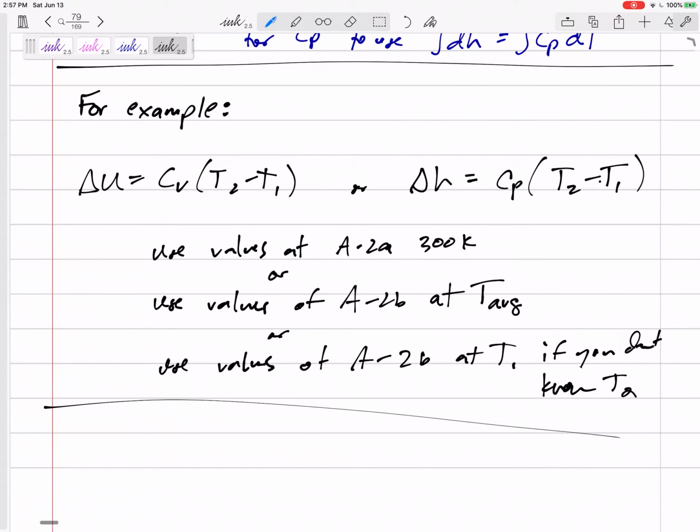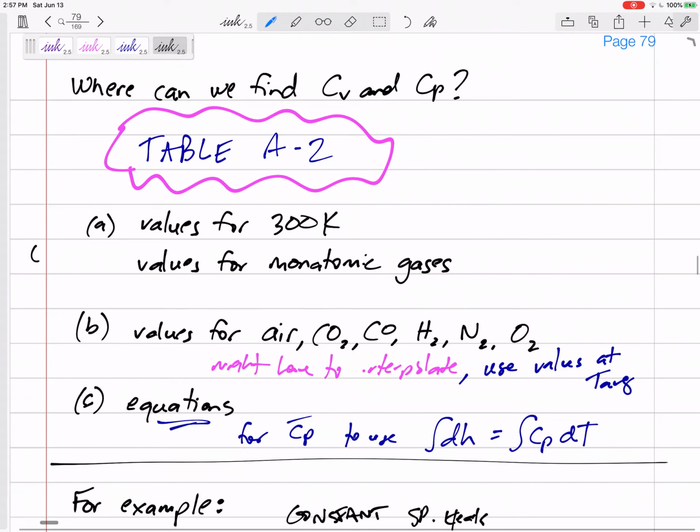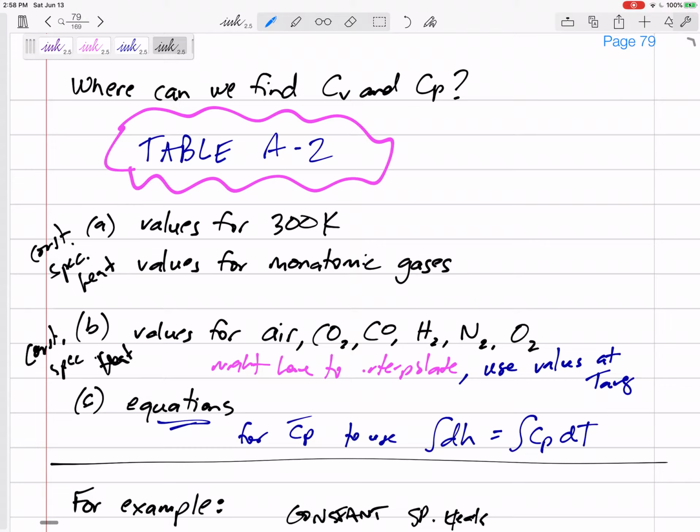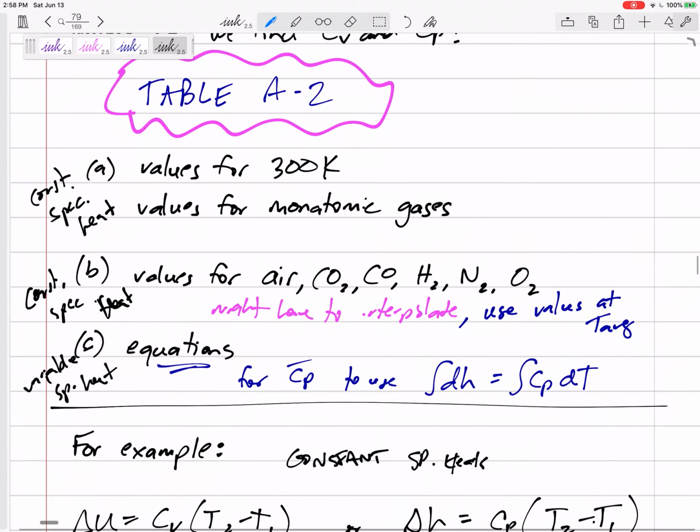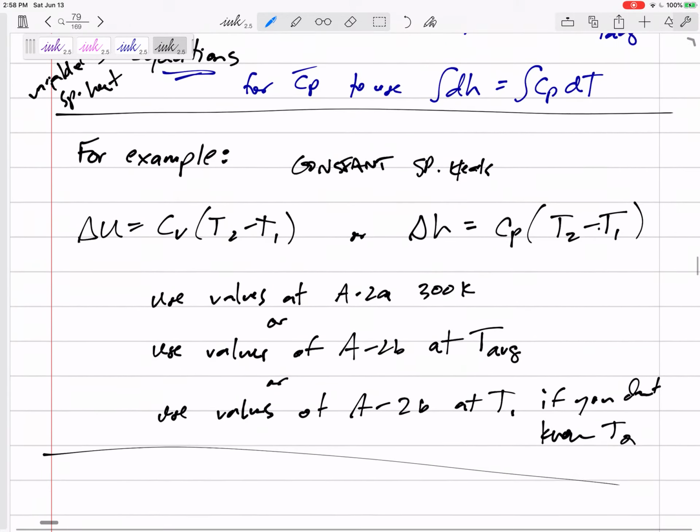Okay, so that was for constant specific heats. These two are constant specific heats. But C is variable specific heat. C is where we have to do an integral because it's not constant. If it's not constant, we can't just say delta U is CV delta T, or delta H is CP delta T. We have to do the integral, integral dH equals integral CP dT.